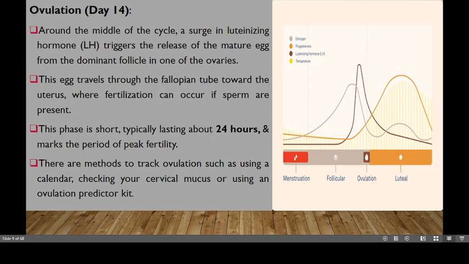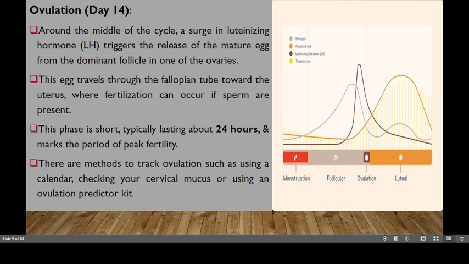That takes us to ovulation as the third phase. Around the middle of the cycle, there is a surge of LH, the luteinizing hormone, which triggers the release of a mature egg from the dominant follicle in one of the ovaries. This egg will travel through the fallopian tube towards the uterus, where fertilization can occur if sperm is present. This phase is usually very short, typically lasting about 24 hours, and marks the period of peak fertility.